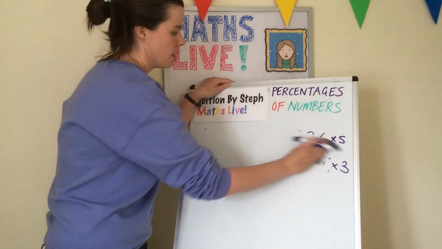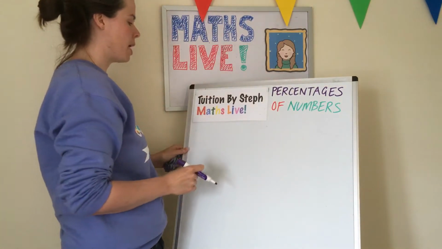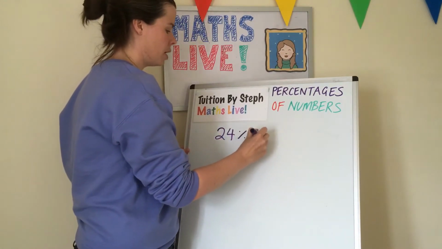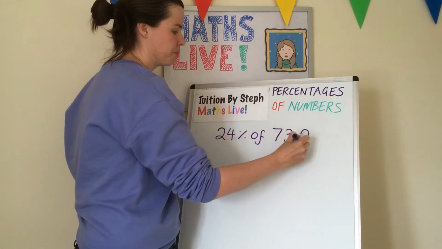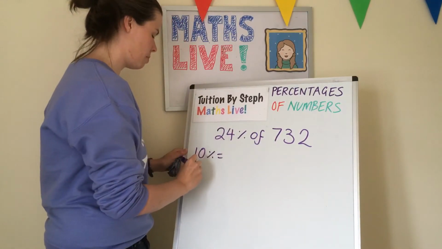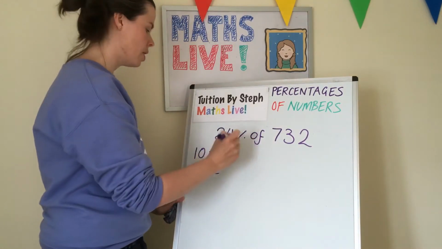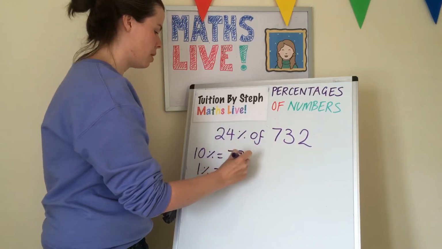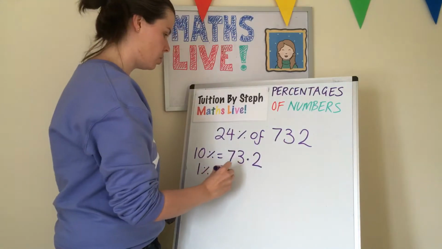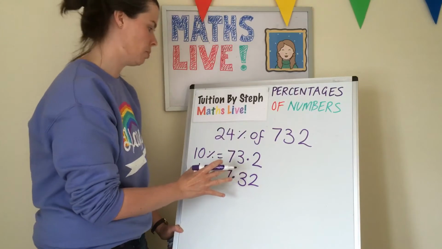So, let's do some modelling. So, I might need to find 24% of 732. So this is what I do. Immediately, I want to find 10% of the number and 1% of the number. My number is 732, so 10% is 73.2. And 1%, I do my 2 jumps, which is 7.32. There we go. So I've got my really important numbers now.